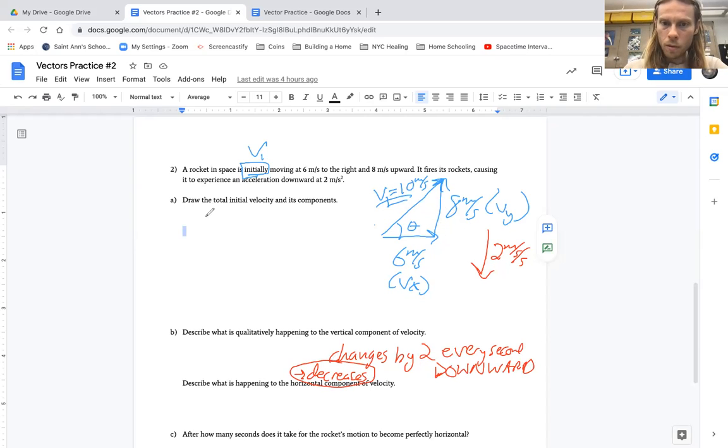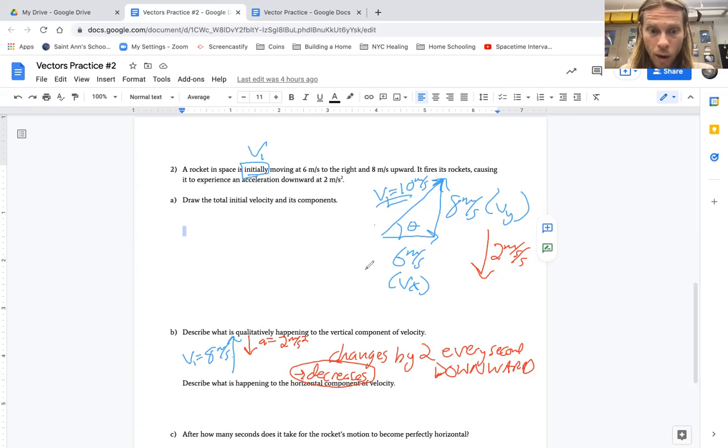So I drew the initial velocity in its components here. And qualitatively, what's happening to the vertical component is that it changes by 2 every second. So I'm drawing it like this. If I just draw the vertical, I get 8 up, and I get the acceleration is down. Do you remember these drawings? Right? So what's going to happen? I have a velocity of 8 upward, and acceleration is downward. That's going to slow the object down by 2 every second. So this is the same thing that we did, only we're isolating the vertical.